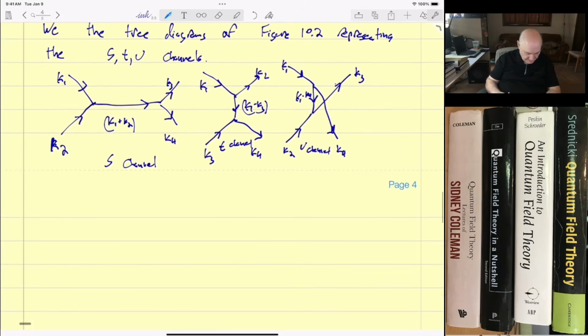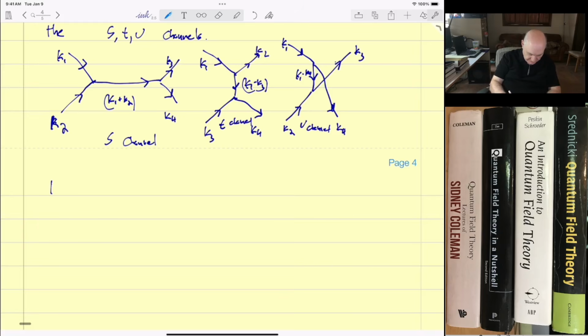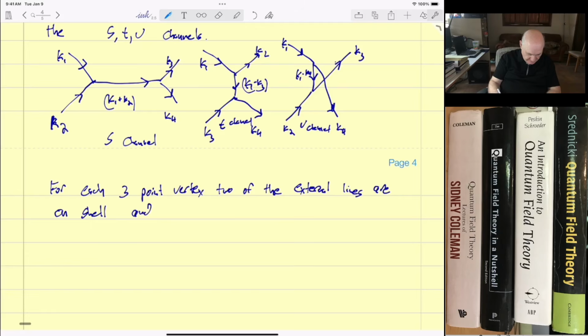Okay. So for each 3-point vertex, two of the external lines represent momentum that are on shell, and the internal line is off shell.